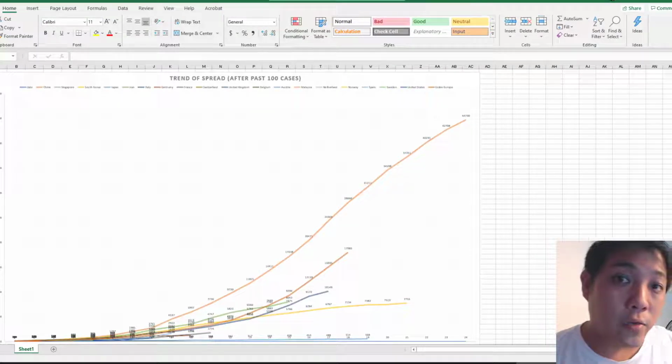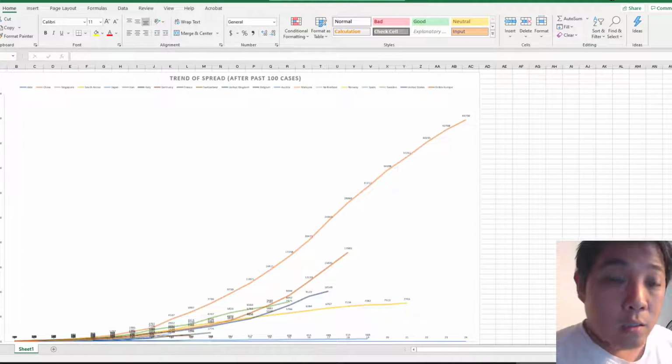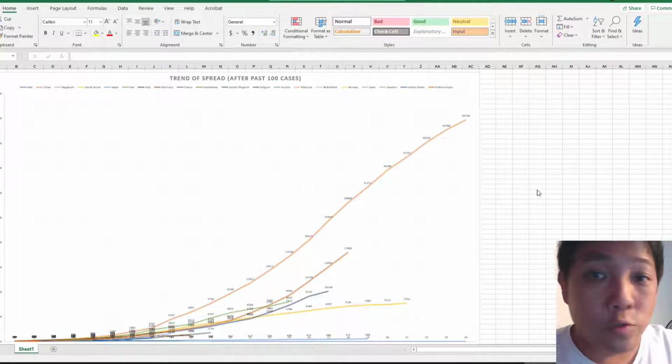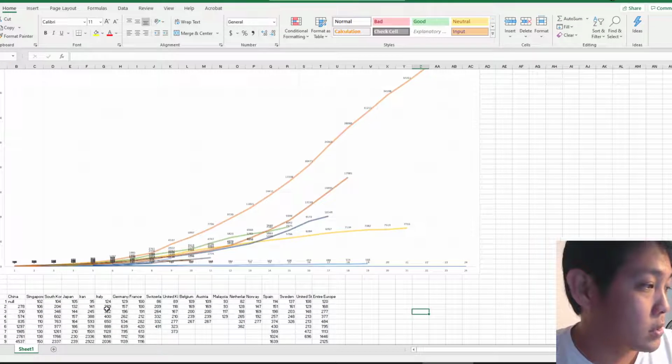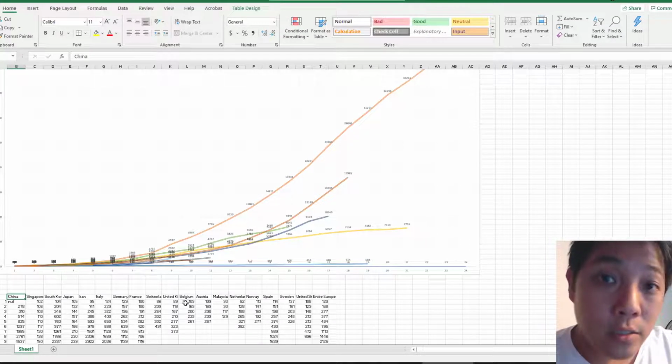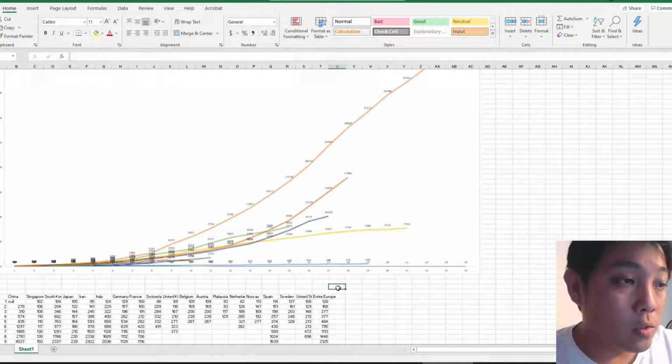This is the chart that I created just yesterday. This plots the trend of spread around the world. So the focus is on a few countries, basically most of the major countries that passed 100 cases. Because if you're below 100 cases, it's really hard to tell what the trend is.